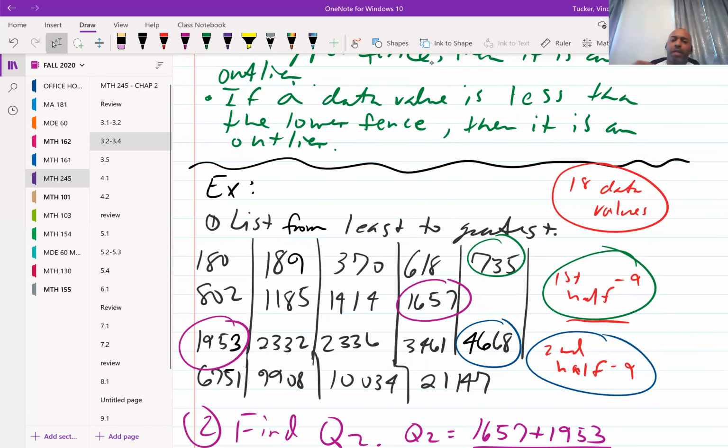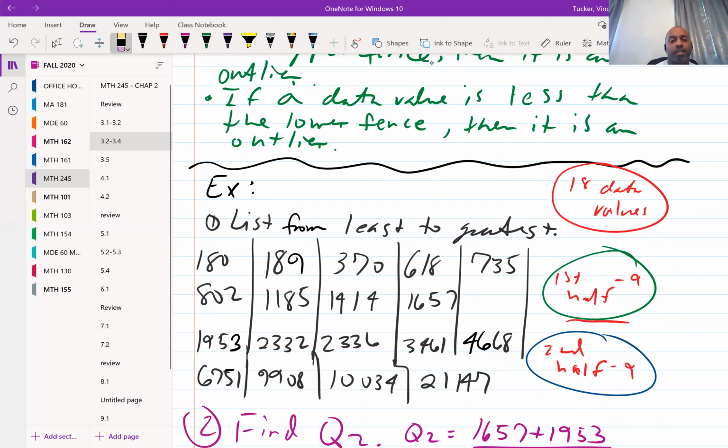So now I'm going to list my data values from least to greatest. Your data set does not always have to be given to you from least to greatest, so you always want to check that. I just went ahead and put it from least to greatest. Also, let me erase this stuff so you just see the data. Also, I count my data.